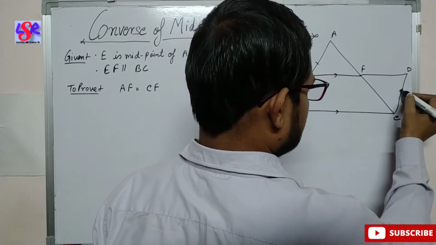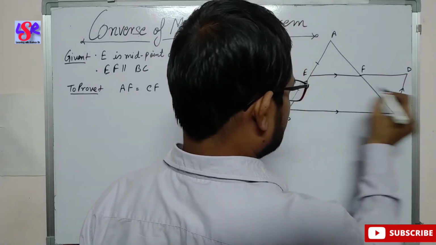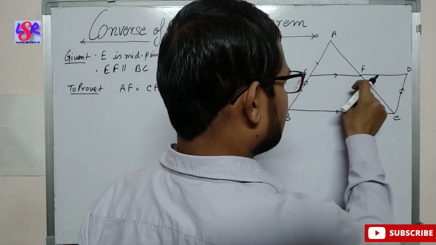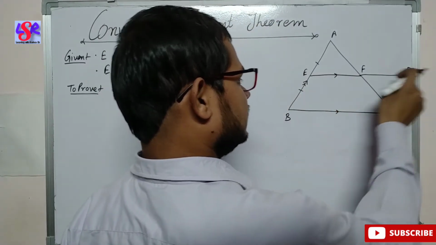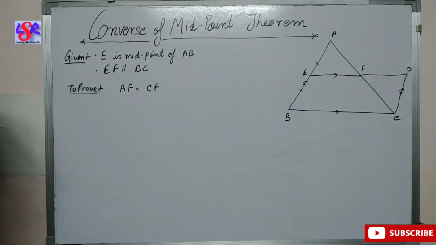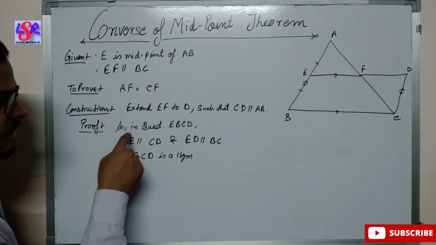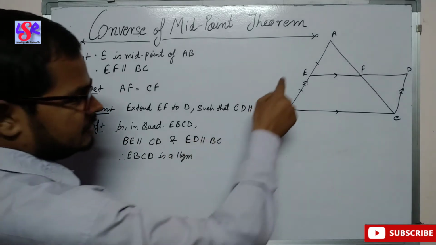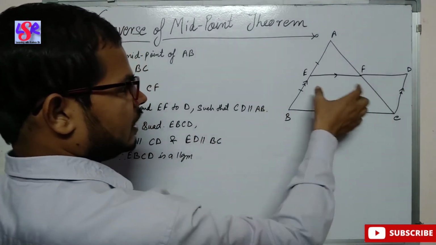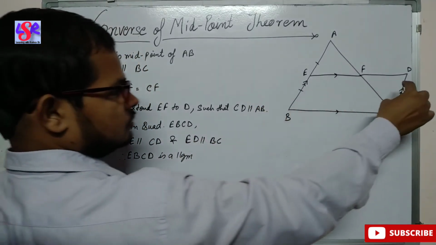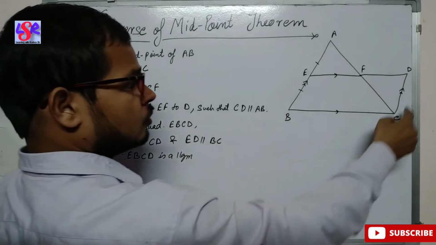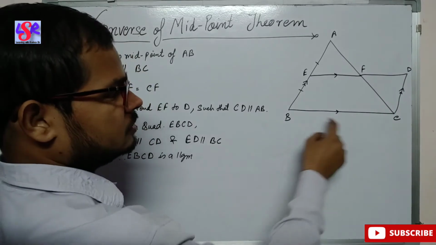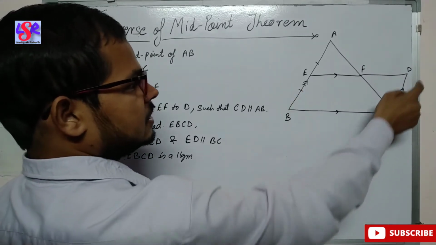So here this line is parallel to this one, and this whole line is parallel to this one. So we'll be getting BCDE as a parallelogram. Now for the proof, in quadrilateral EBCD, we have BE parallel to CD and ED parallel to BC. As both pairs of opposite sides are parallel to each other, EBCD is a parallelogram.